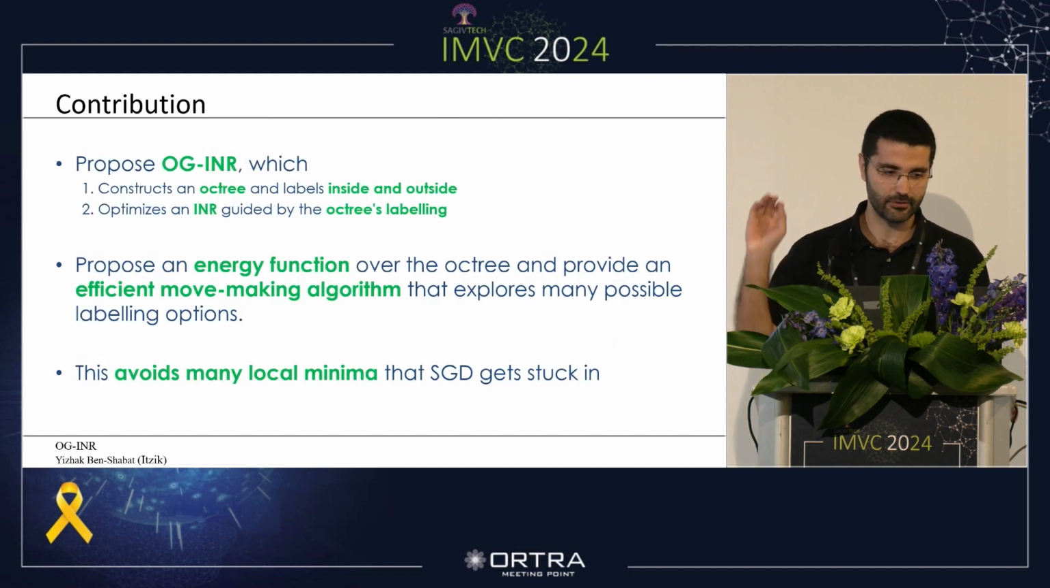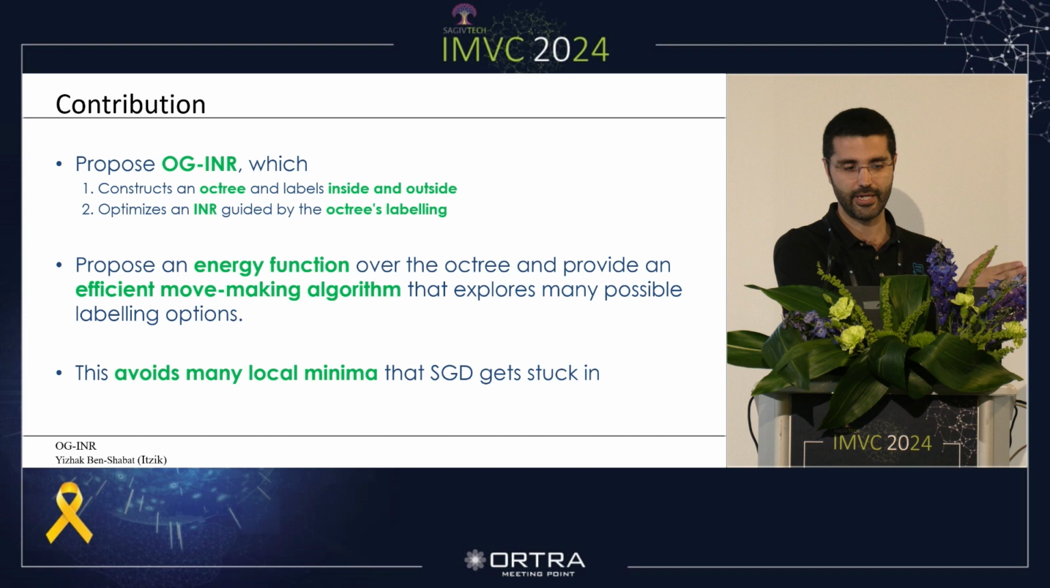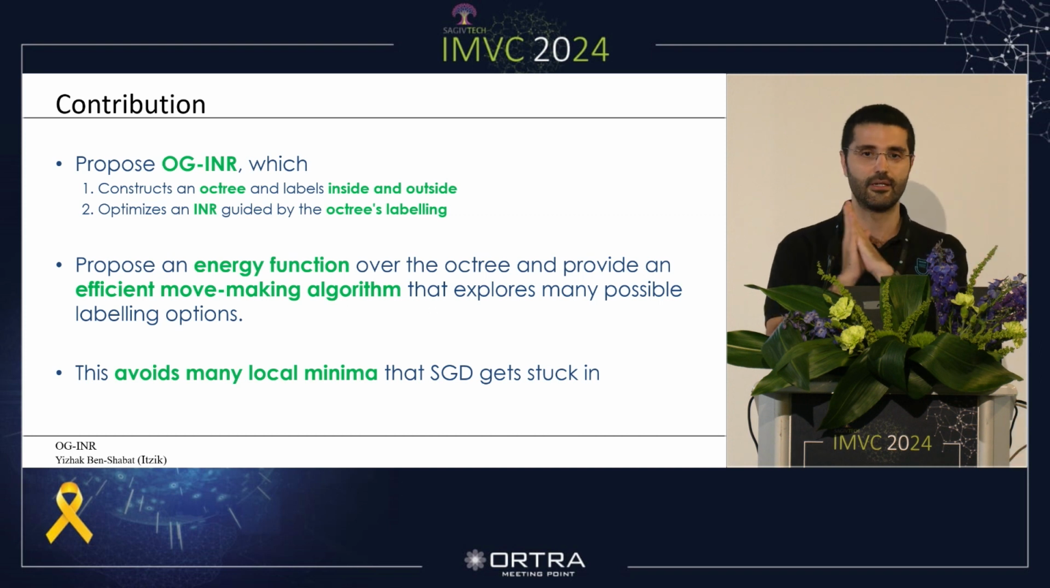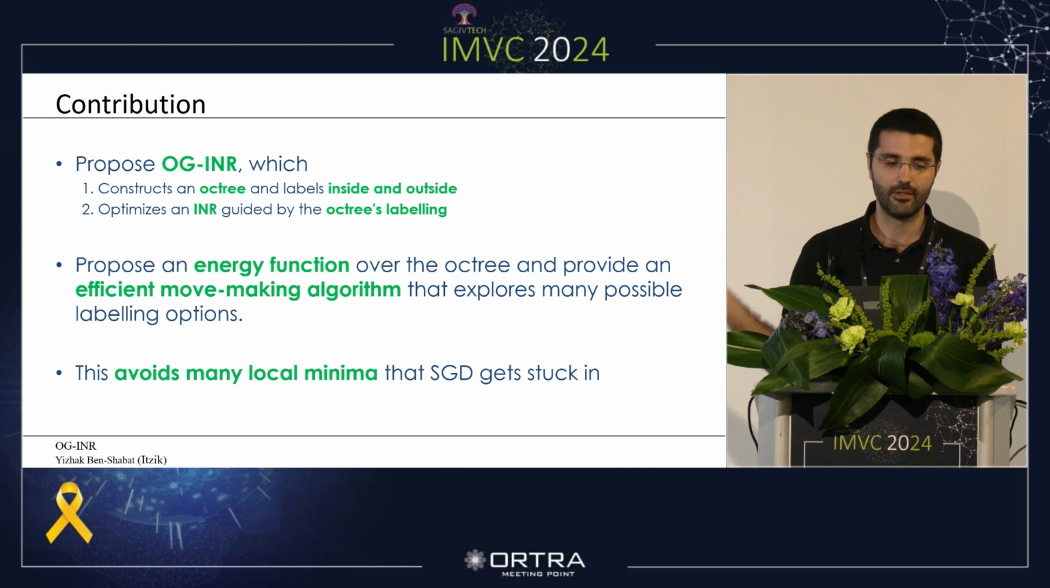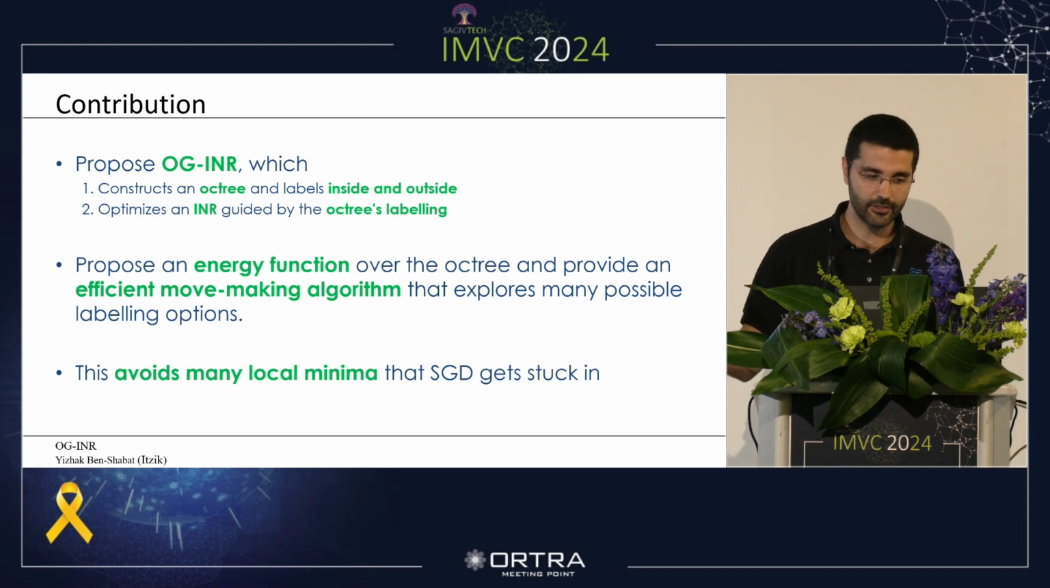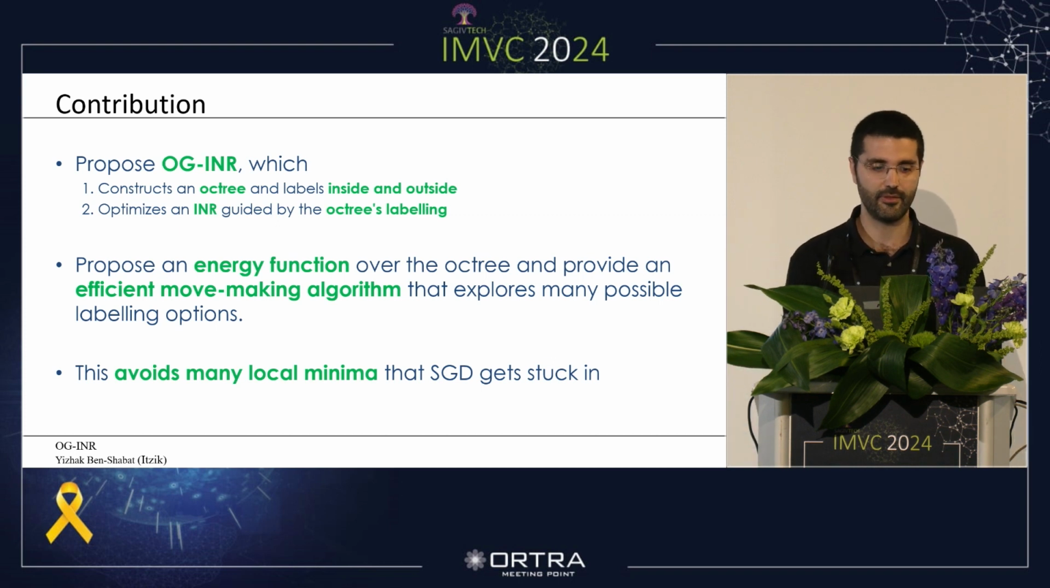Definitely check it out. So just to sum up, we propose OGINR, we construct an octree, label it inside outside, and optimize an INR. We also propose the energy function and the move-making algorithm, and this avoids local minima for SGD.